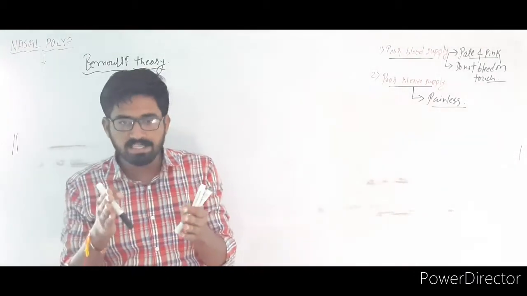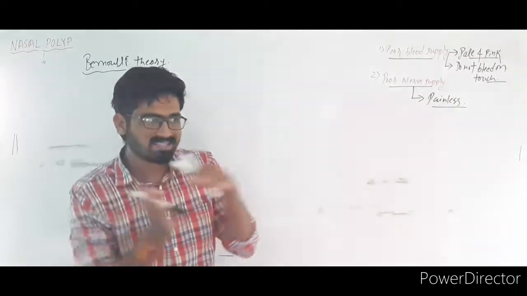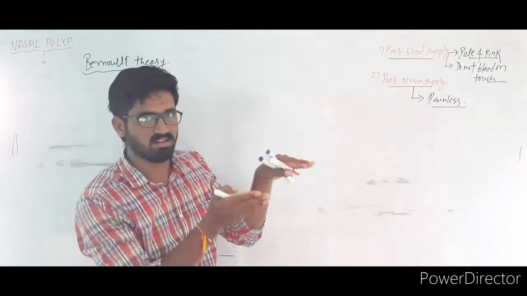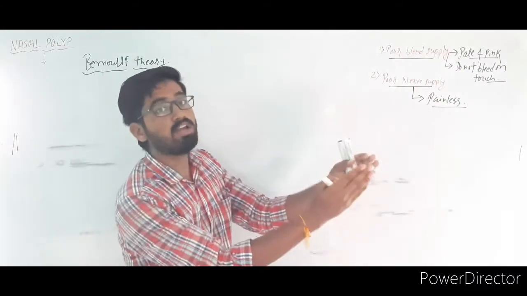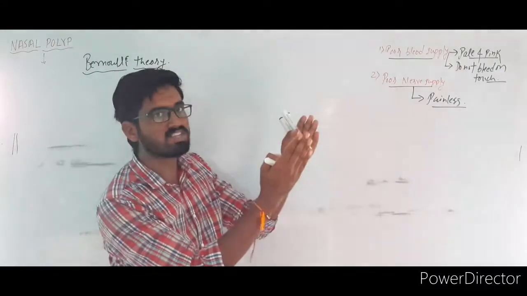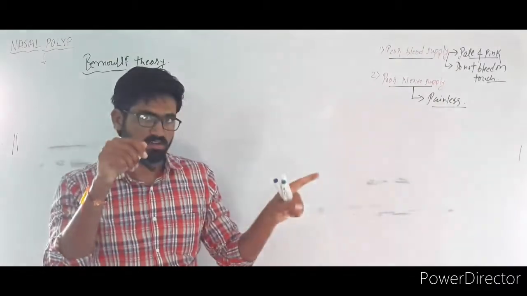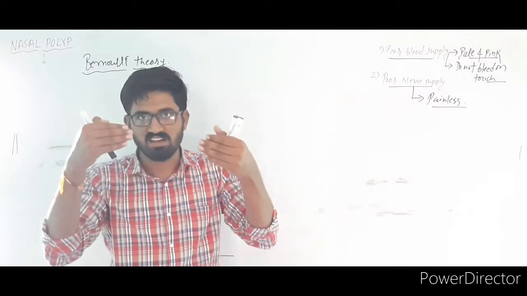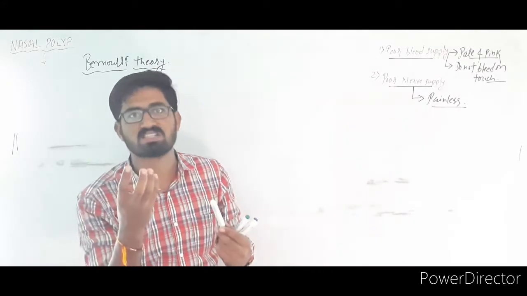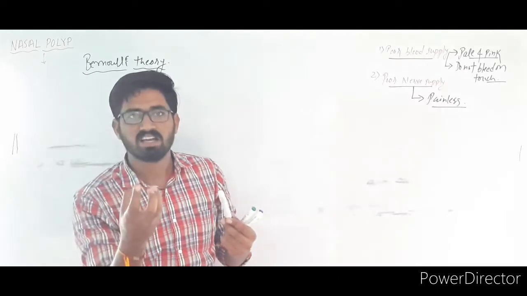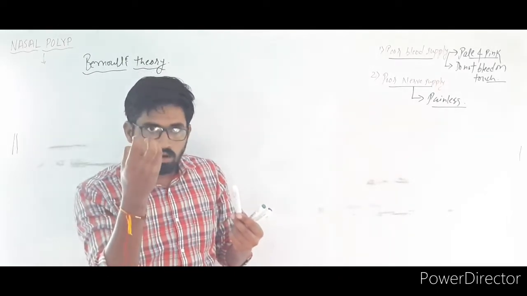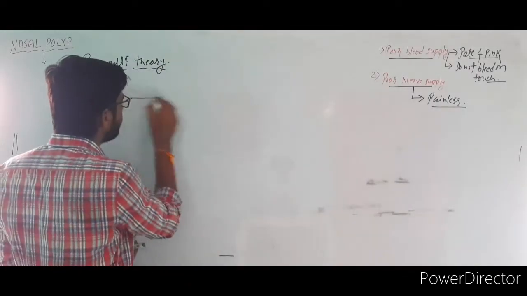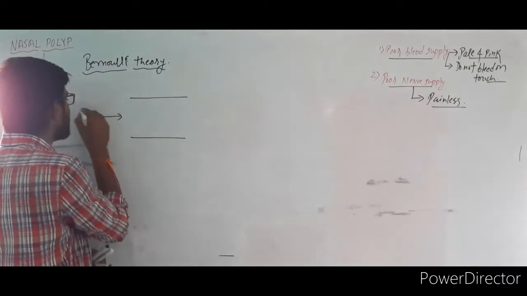What the Bernoulli Theory tells is that whenever gas is passing through a path, if there is a sudden narrowing of this path, at that point the velocity of these gases will increase. If the velocity of these gases increases, it will create negative pressure. Once it creates negative pressure, it will lead to this outpouching of the mucosa. See, think, here is the pathway, and from here gas is going.